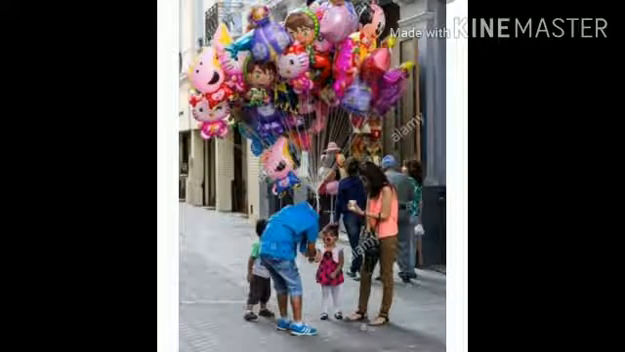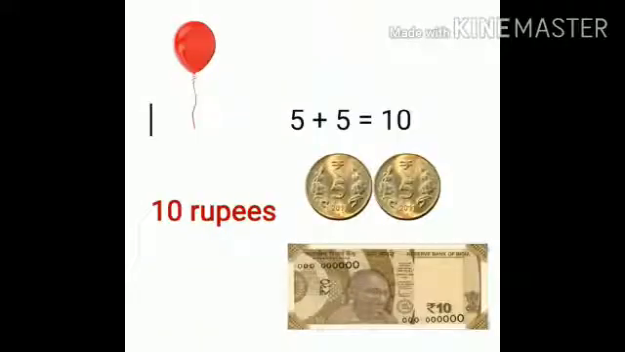Our next example is you want to buy a balloon. The price of this balloon is rupees 10. 5 plus 5 is equal to 10. So you can give 2 coins of 5 rupee or 1 note of 10 rupees.